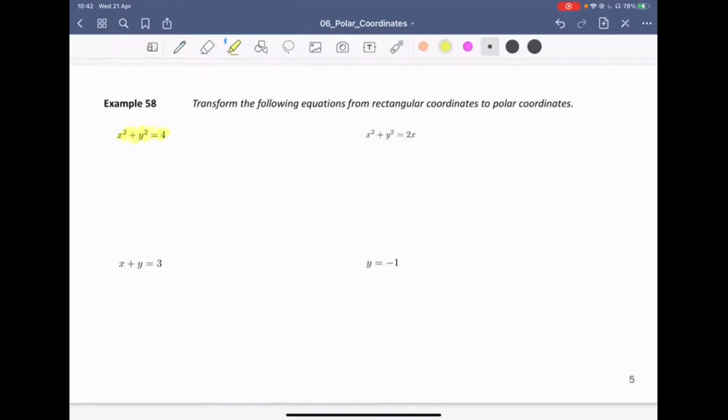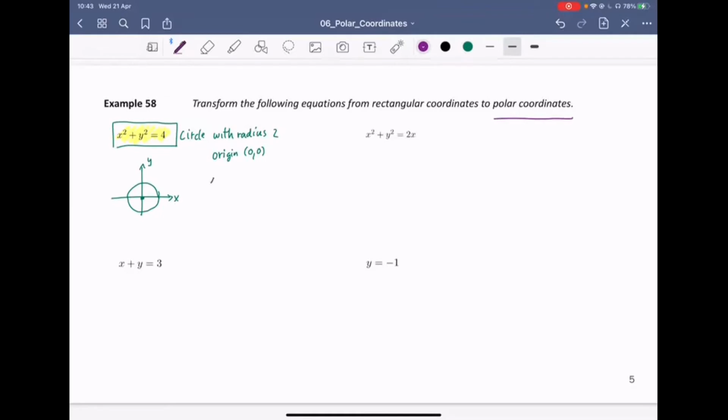You have x squared plus y squared equal to 4. This is just a circle with radius 2, right? The origin is at 0, 0. From your basic math skills, this is a circle with radius 2. In rectangular coordinates, you get x squared plus y squared equal to 4. For polar coordinates, what is the equation? Because you know that x squared plus y squared is equal to r squared, the equation for the circle is r squared equal to 4.